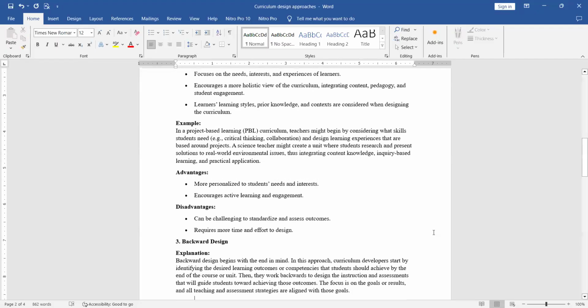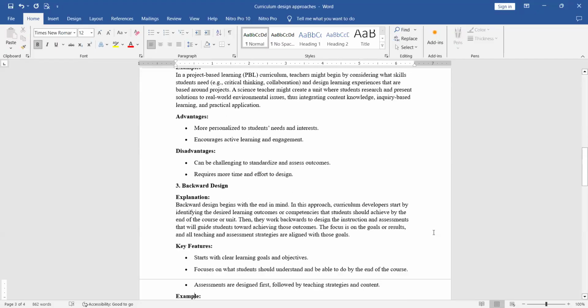The disadvantage is that it can be challenging to standardize and assess outcomes. Normally, the standardized curriculum won't start with the teaching methodology component, right? Because it's not the traditional way. So it's a challenge. It requires more time and effort to design. So that is the central design.